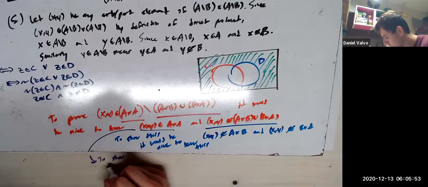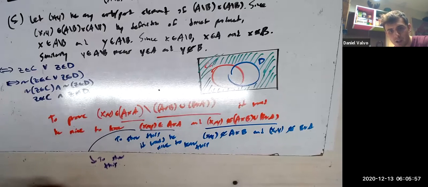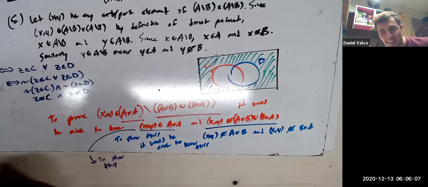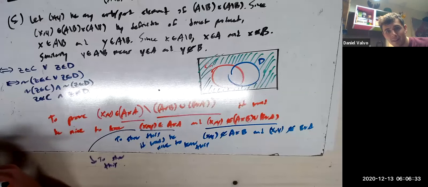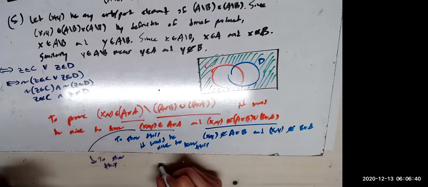To show this, to show XY is in A cross A, what do we need to show? This one's the easy part. How can we verify an element is in A cross A? What does it mean? Maybe we'll do an example.